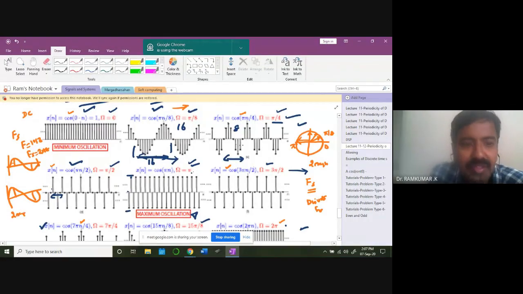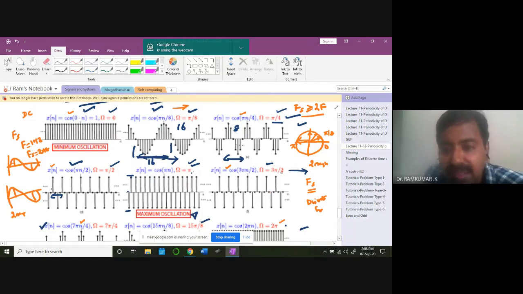You agree? So in that case, always remember, the sampling frequency should be greater than or equal to 2 times the original signal frequency. Then only I can reconstruct my signal. Otherwise, if it is less than that, what happens? The signal becomes slowed down and all kinds of aliasing problems happen.